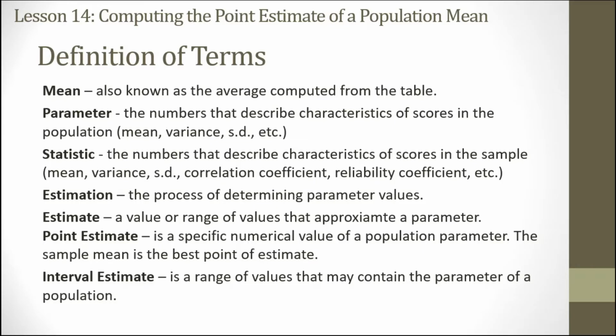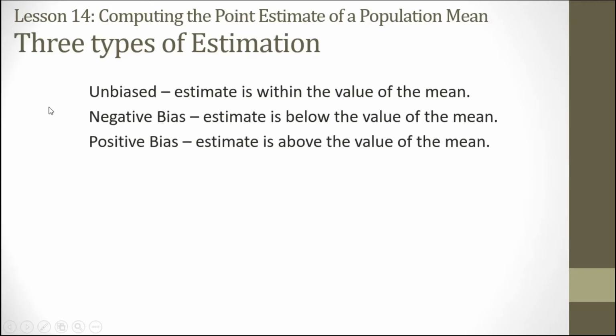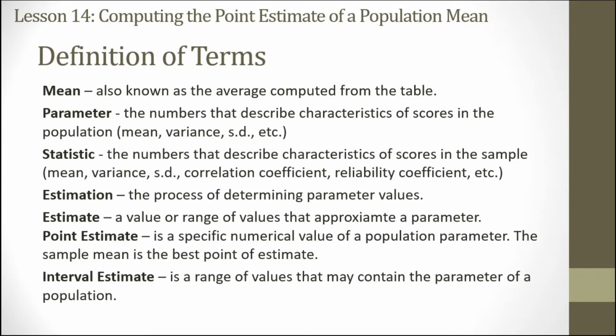Now, how can we remember these definition of terms? We all know the mean, kinokomputa natin since lesson 1. Yung mean, ito yung ating average noong ating data. Yung parameter naman, ito yung mga numbers or numerical data or output na nagde-describe sa isang buong population. Halimbawa, sa mean, average ng buong population. Then its variance, then its standard deviation.